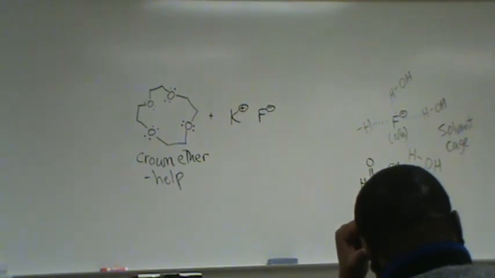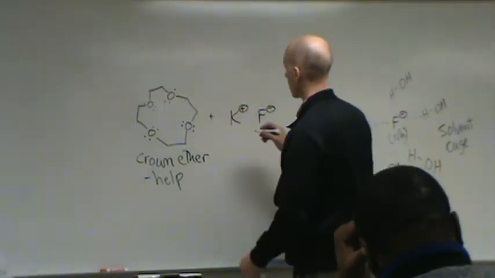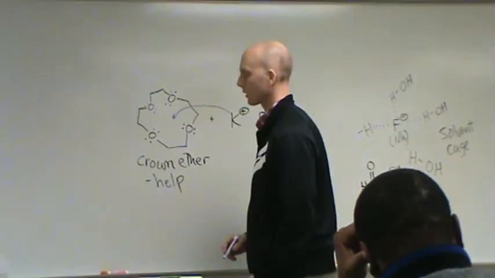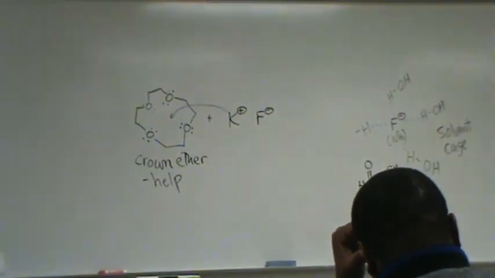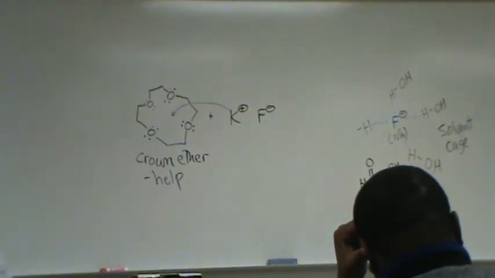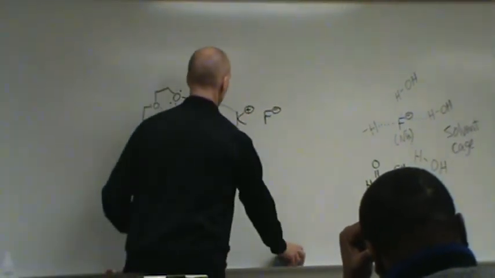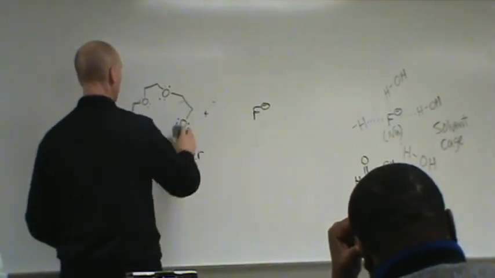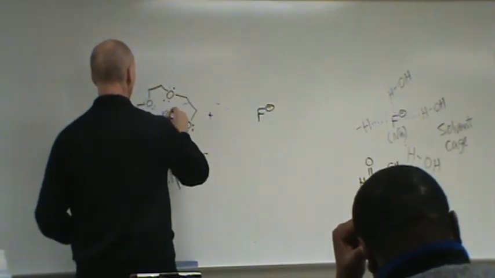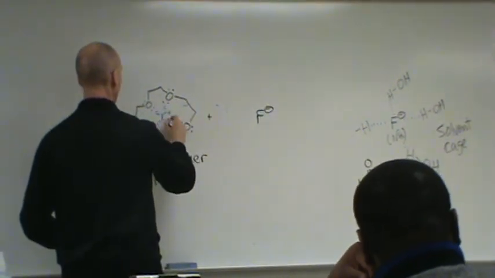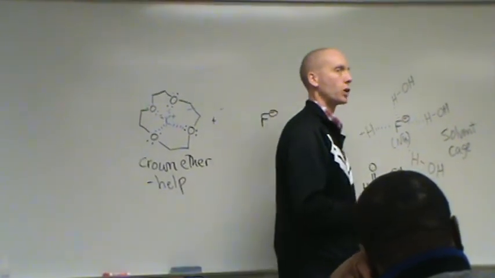Well, remember that your nucleophile never comes by itself. There's always a metal counterion that comes with it. So if you put some crown ether in here, what can happen is the potassium can come in and enter the crown ether. So once it enters into here, it can get trapped by those oxygens.